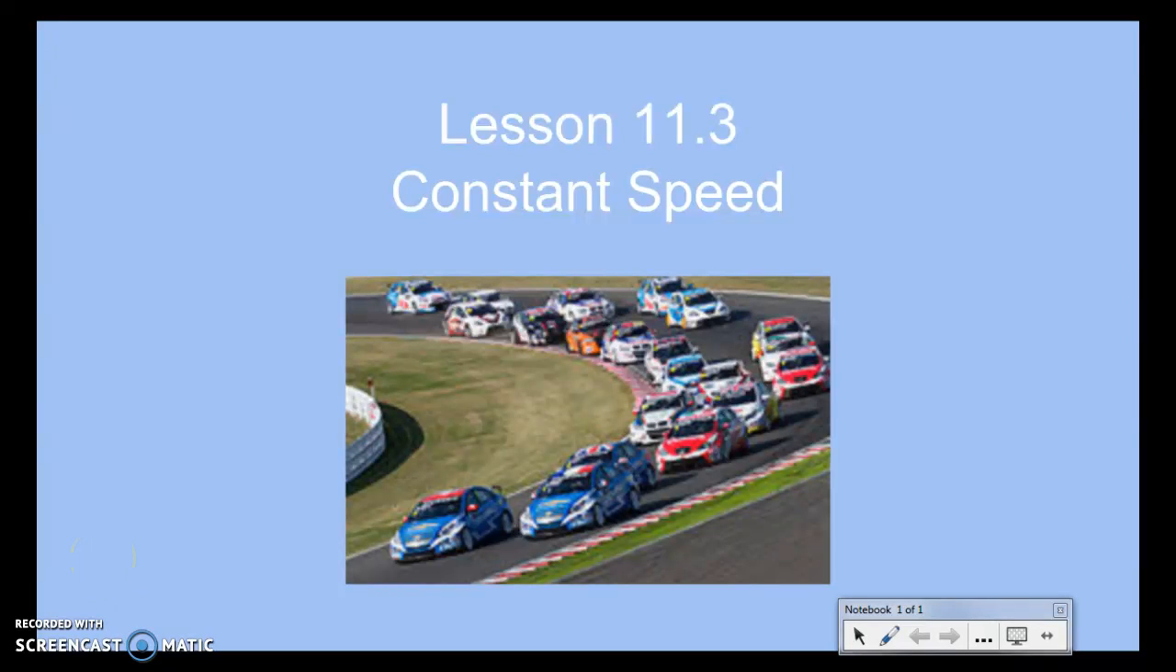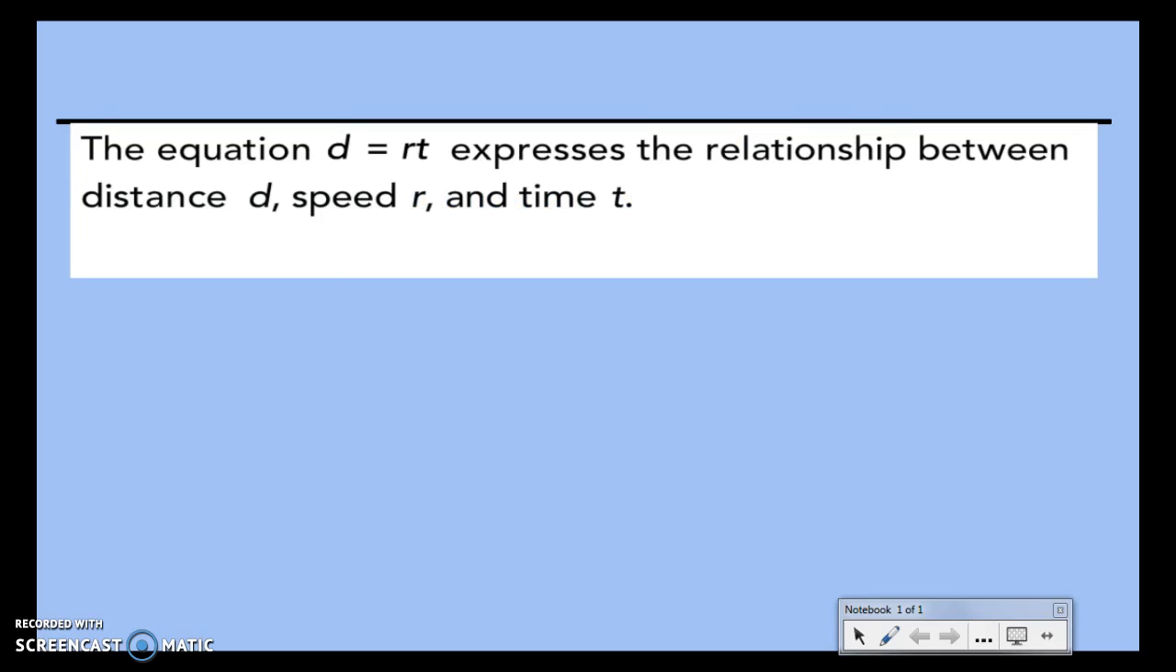Today we'll be discussing our lesson 11-3, which talks about constant speed. And with ratios, we talk about speed a whole lot, so let's go ahead and get started. Whenever you're talking about speed and constant speed, you're going to use the equation dirt. D equals RT. We call it dirt. This expresses the relationship between distance, speed, or rate, and time.